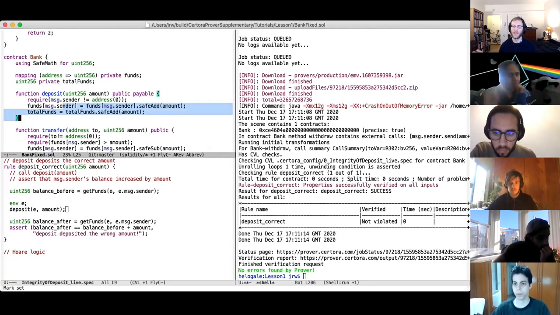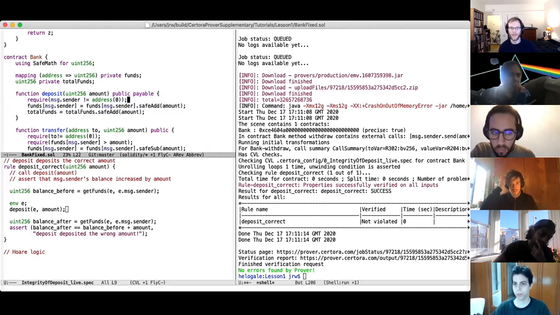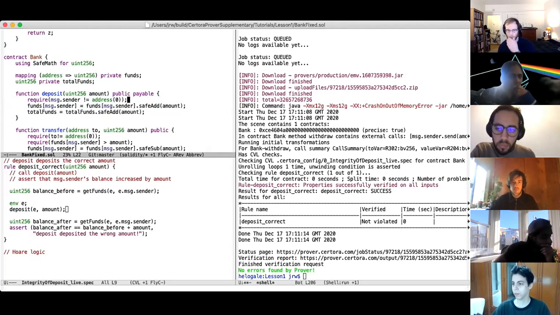Right, so those are the only reasons why deposit, or I guess this requirement, could fail. And those are the only two reasons why you can revert. Interesting. That's so cool. Would love to do that sometime.